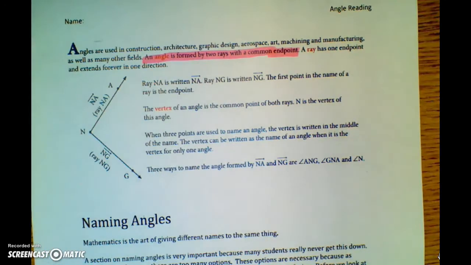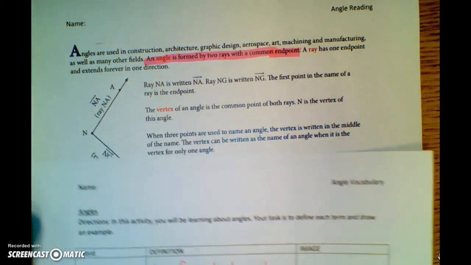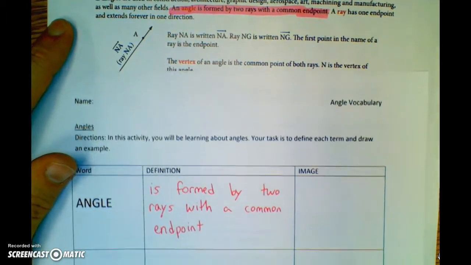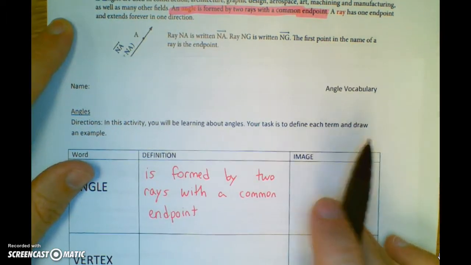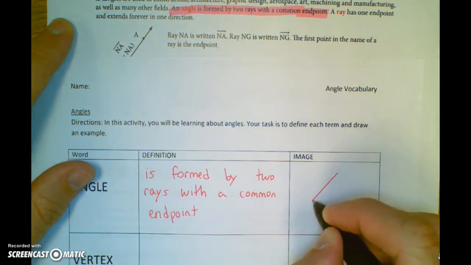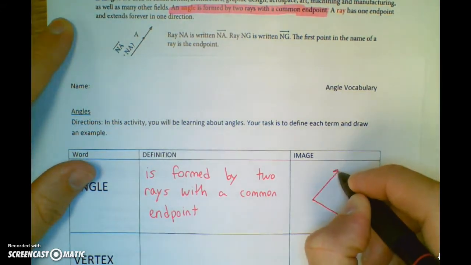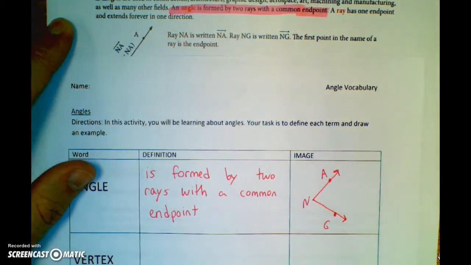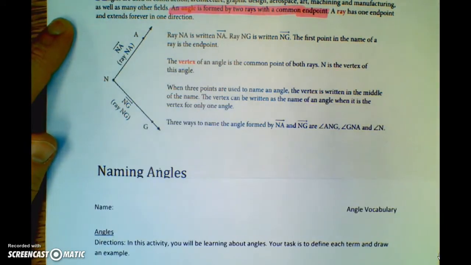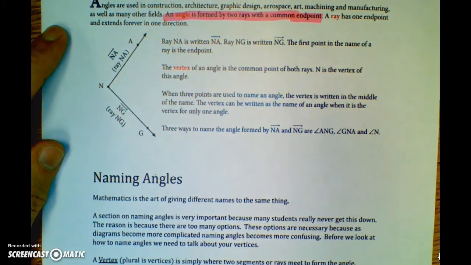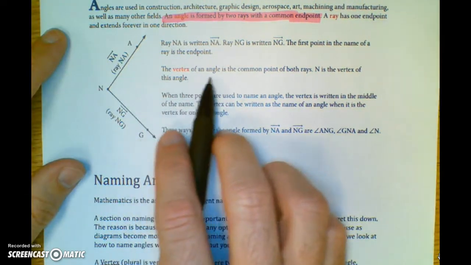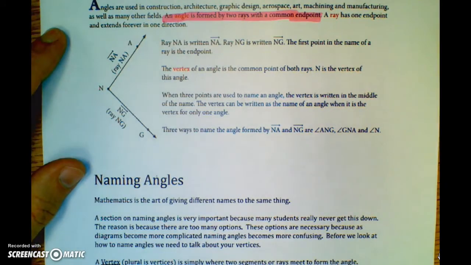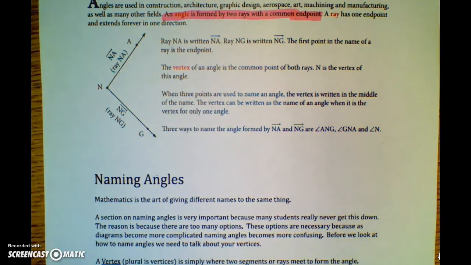Let's get that image down for our vocab sheet. So I'm just going to use that same image. So there's my angle, ANG. The vertex of an angle is the common point of both rays. So in this picture, N is the vertex of this angle. Let's highlight that piece as well. That's an important part.